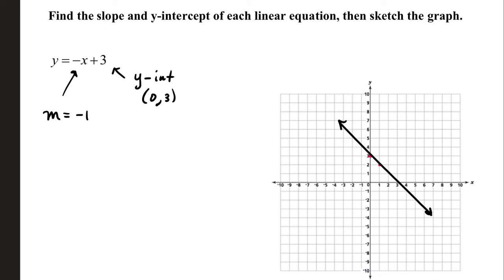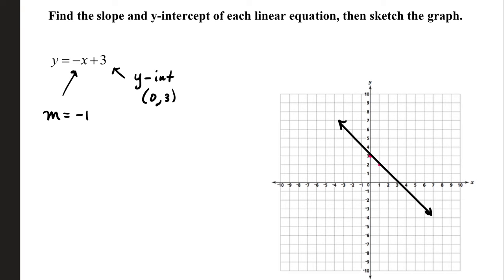Find the slope and y-intercept of the equation y equals negative x plus 3. X has a coefficient of negative 1. That's the slope of the line. 3 is our constant, so 0, 3 is our y-intercept. Plot 0, 3. Count down 1 over 1 from the y-intercept, down 1 over 1. That takes us to this location.